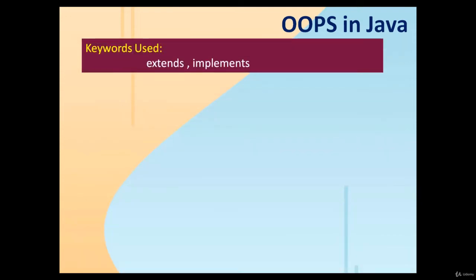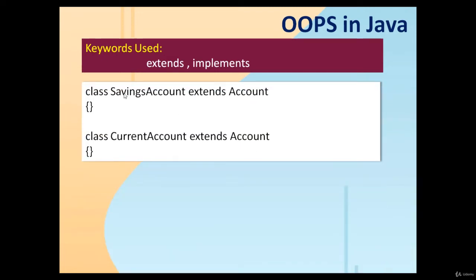Now, what are the keywords used for inheritance? One is extends and the other is implements. The implements keyword we will discuss in the coming lessons. Class SavingsAccount extends Account, or CurrentAccount extends Account. Implements is used with interfaces, which we'll talk about in the coming lessons.